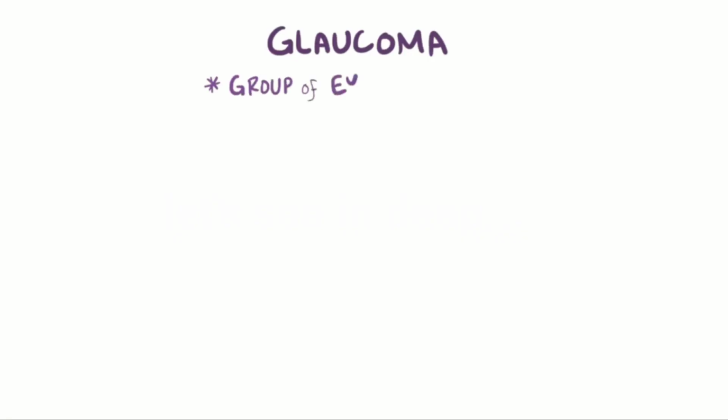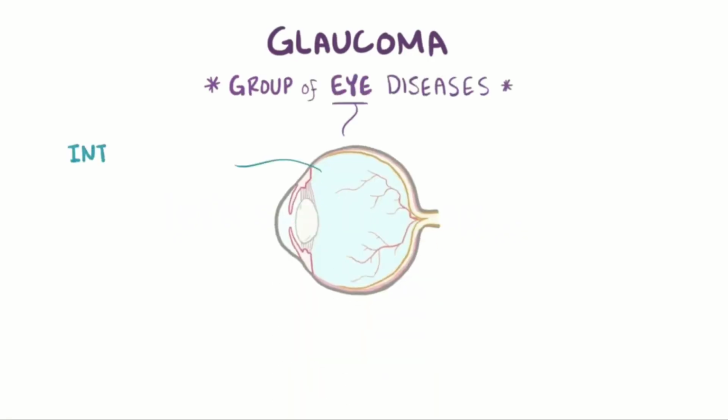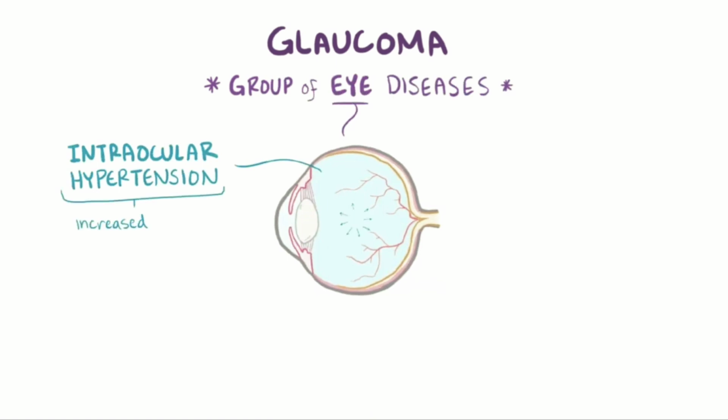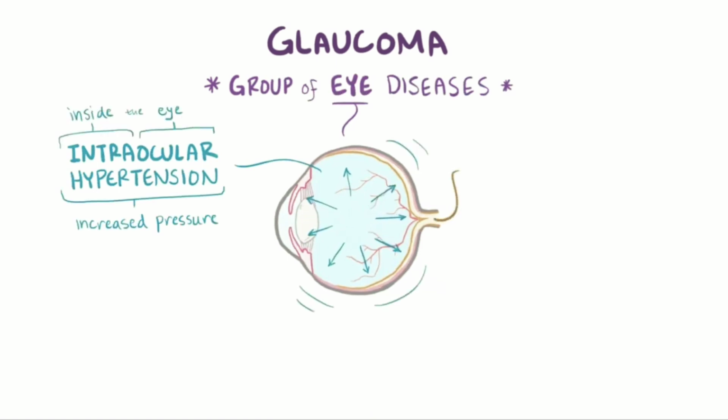Glaucoma is a group of eye diseases that are usually due to intraocular hypertension, or increased pressure in the eye, which damages the optic nerve and, if left untreated, can lead to blindness.